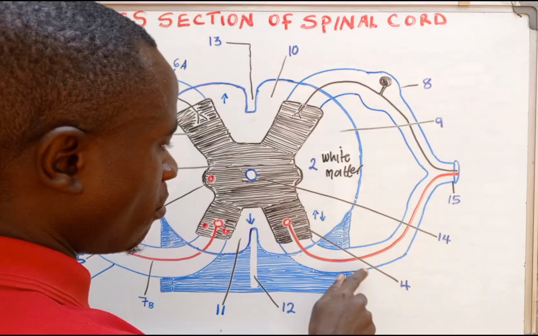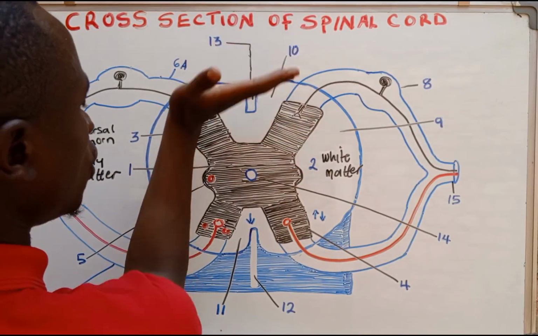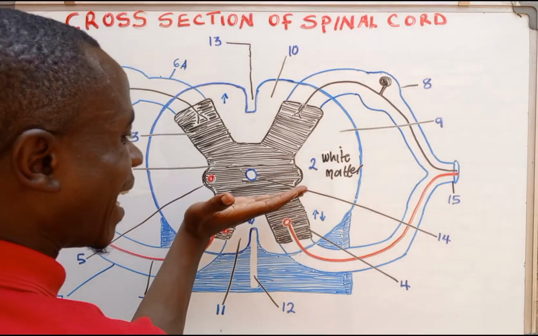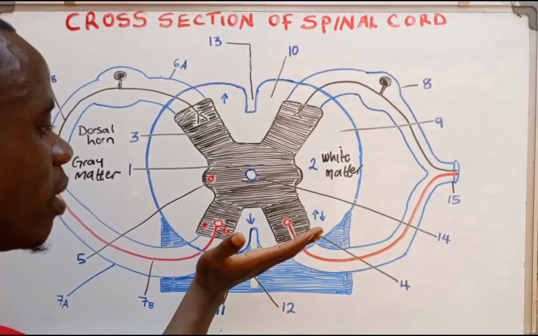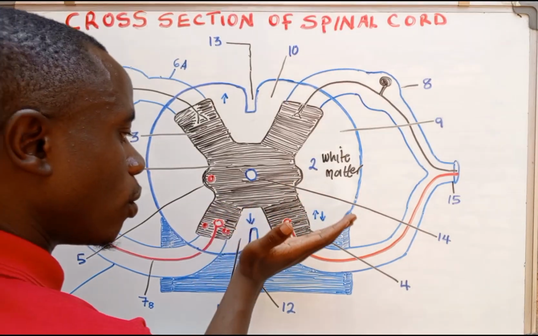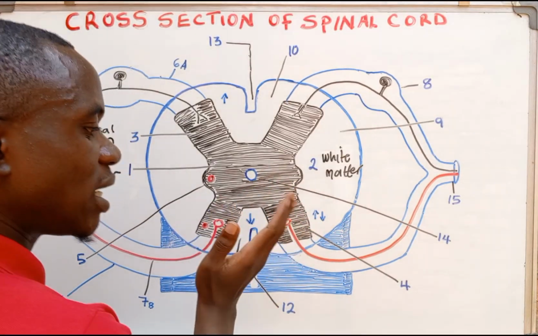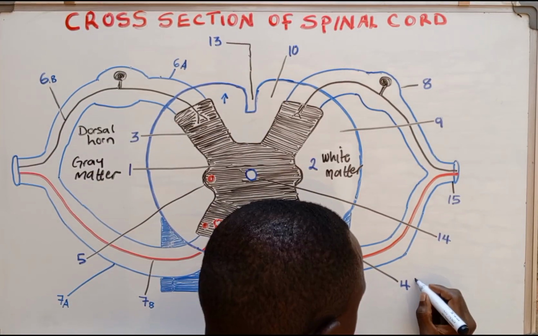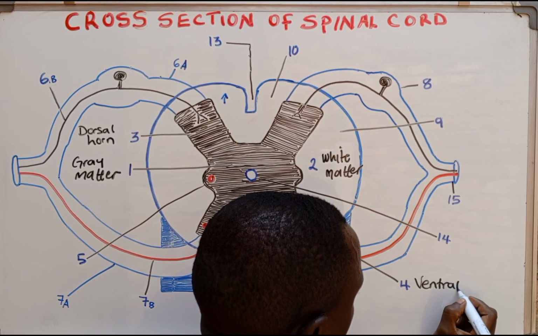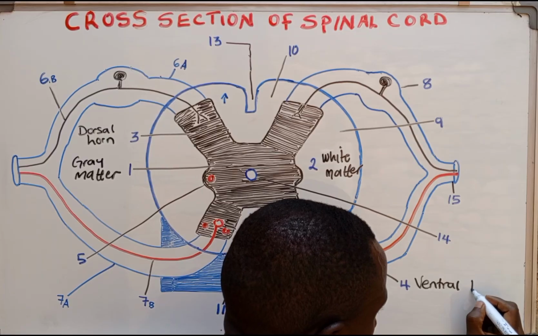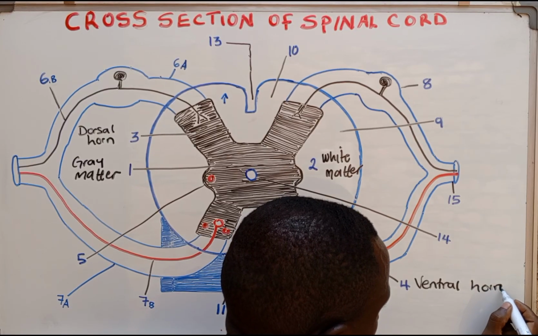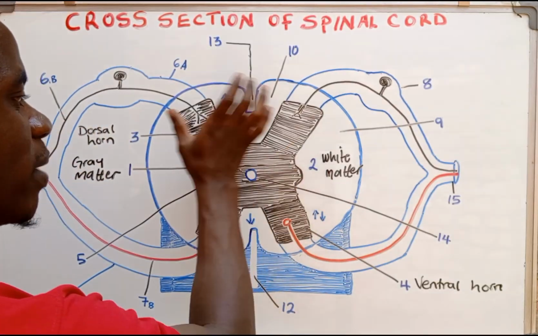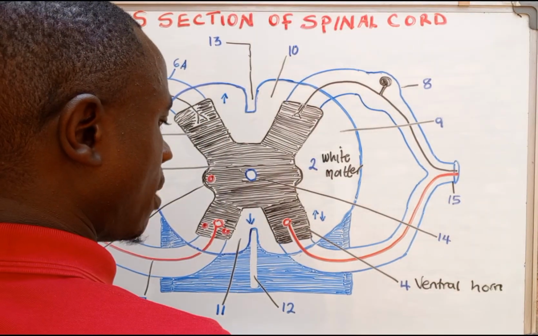Now coming to number four. This one is at the posterior and this one is the anterior, so we just change. This is going to be the anterior gray horn, or you may even call it the ventral gray horn, or the motor gray horn. Whichever you want. But I'm going to call it the ventral horn. You may even add the word gray because it's part of the gray matter. So that's number four.